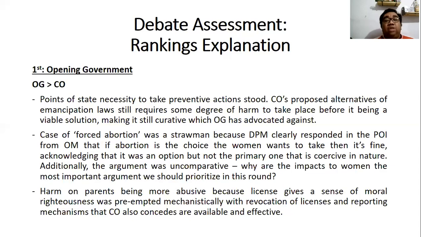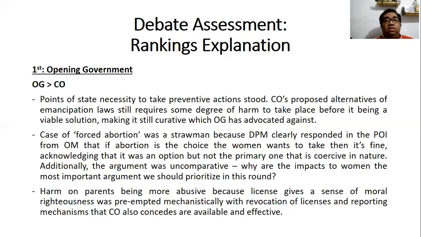And so that's why we need to take a more preventive action. We felt that that point stood strong until the end of the round, that even closing opposition's attempt to debunk that was unsuccessful.